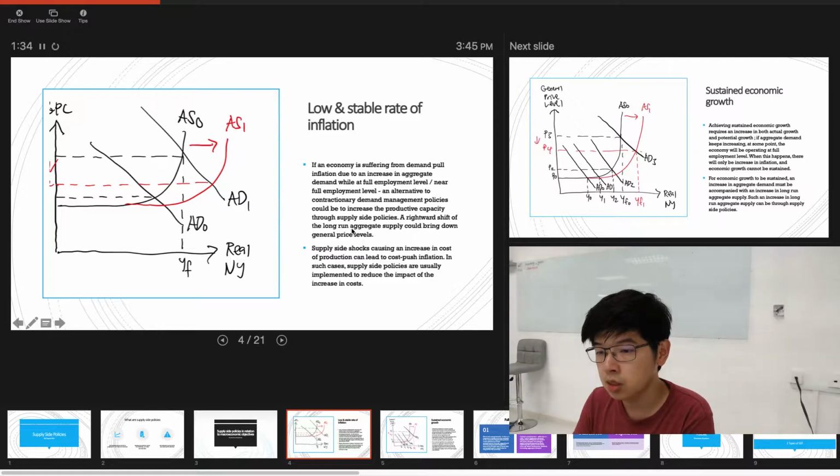Supply side shocks can also cause an increase in cost of production, which will lead to cost push inflation. So when we carry out supply side policies, what you are trying to do is reduce the impact of the increase in cost of production.